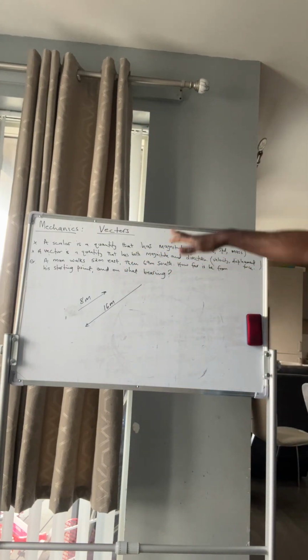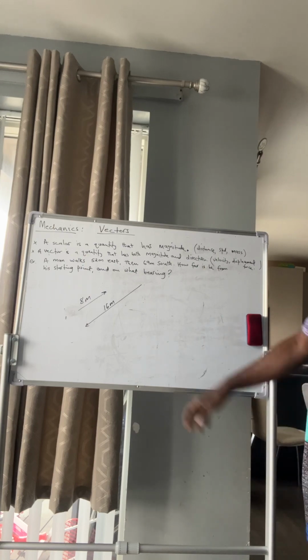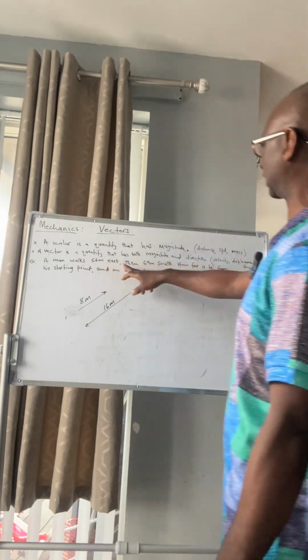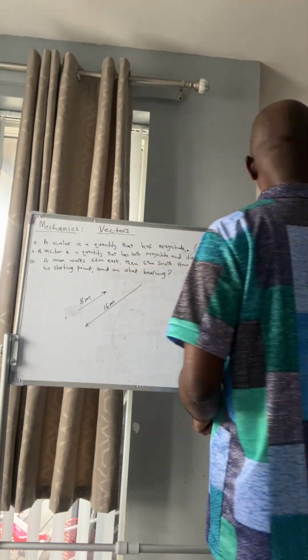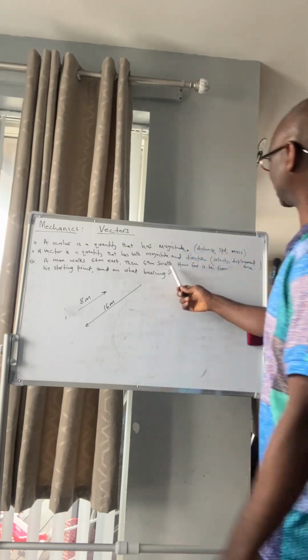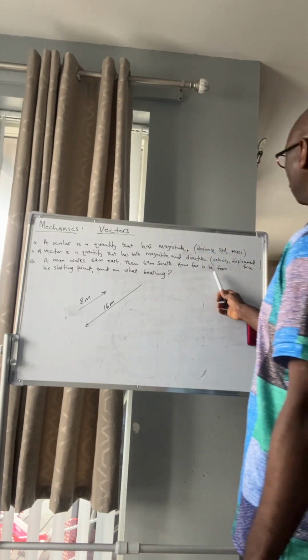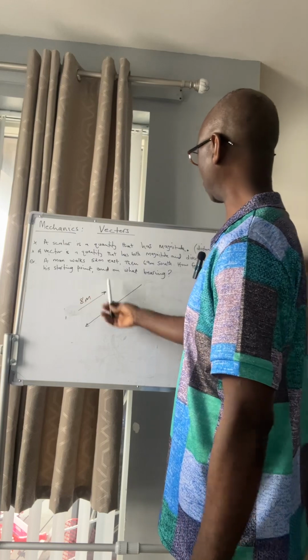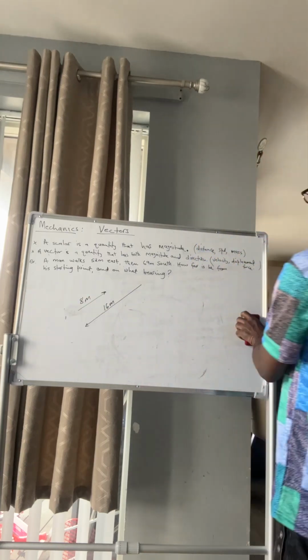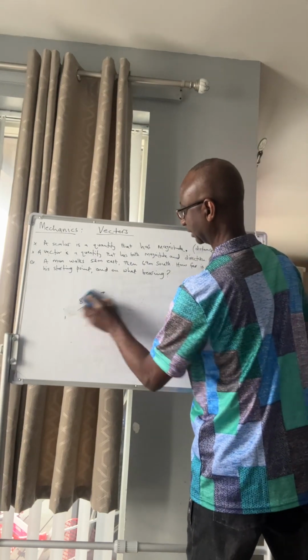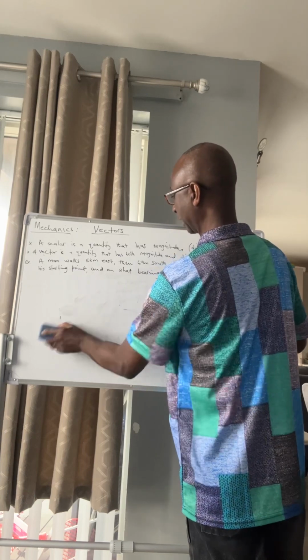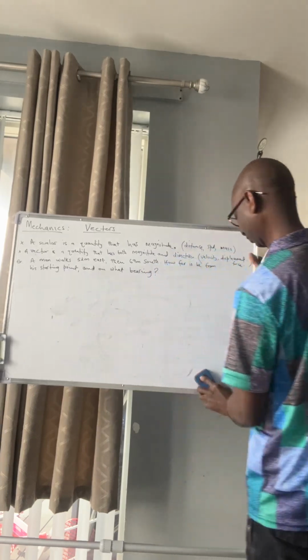Now let's look at a problem here. The problem says a man walks 52 meters east, then 69 meters south. How far is he from his starting point and on what bearing? First, you draw a diagram. It helps a lot.